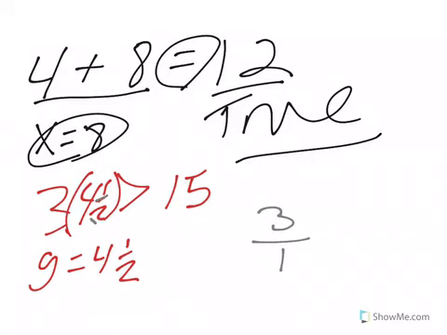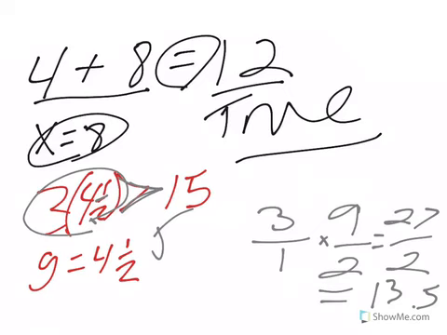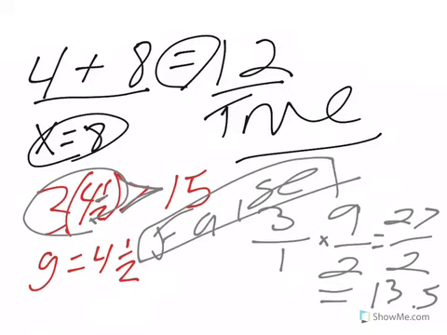2 times 4 is 8. 8 plus 1 is 9. 9, denominator stays the same. 9 times 3 is 27. 1 times 2 is 2. 27 divided by 2 would give us 13.5. So this equals 13.5. Is that greater than 15? It is not. It is false.